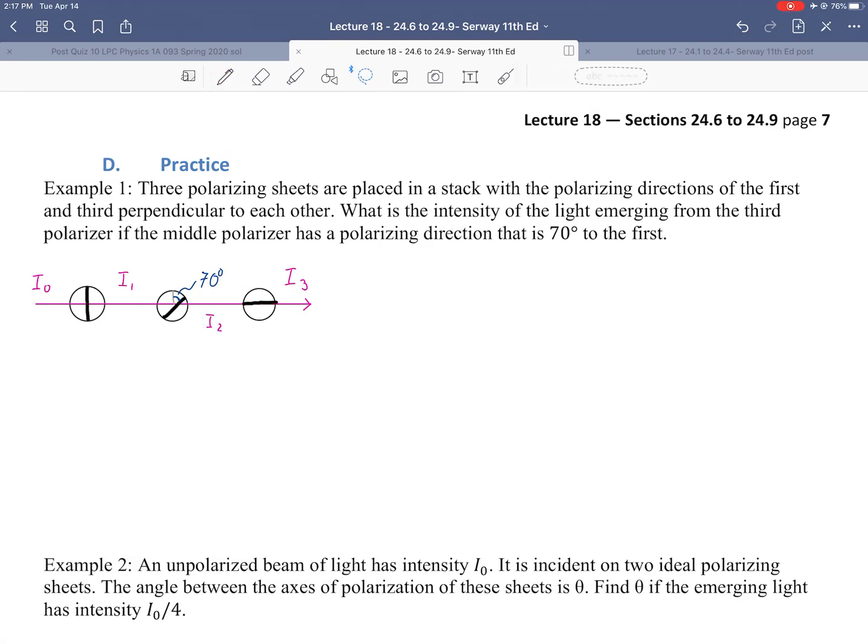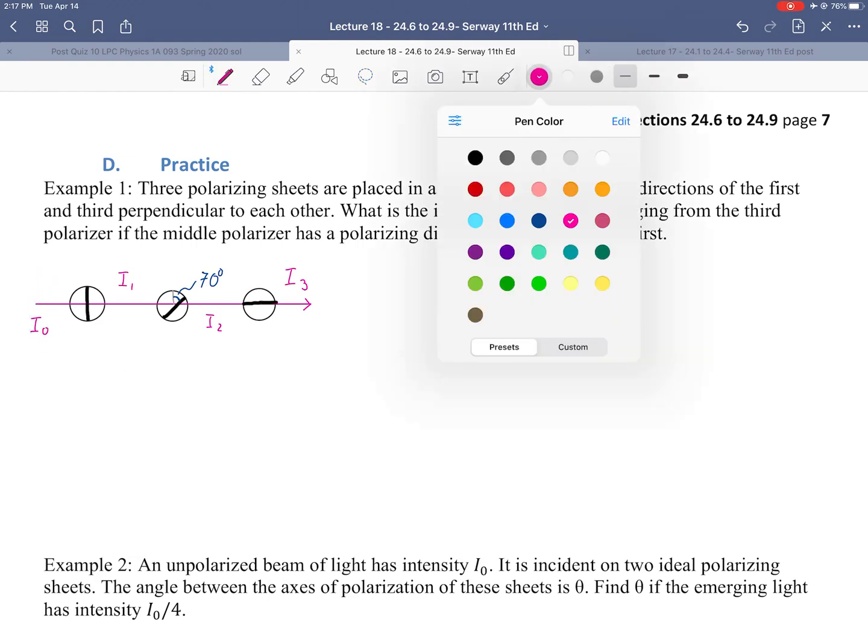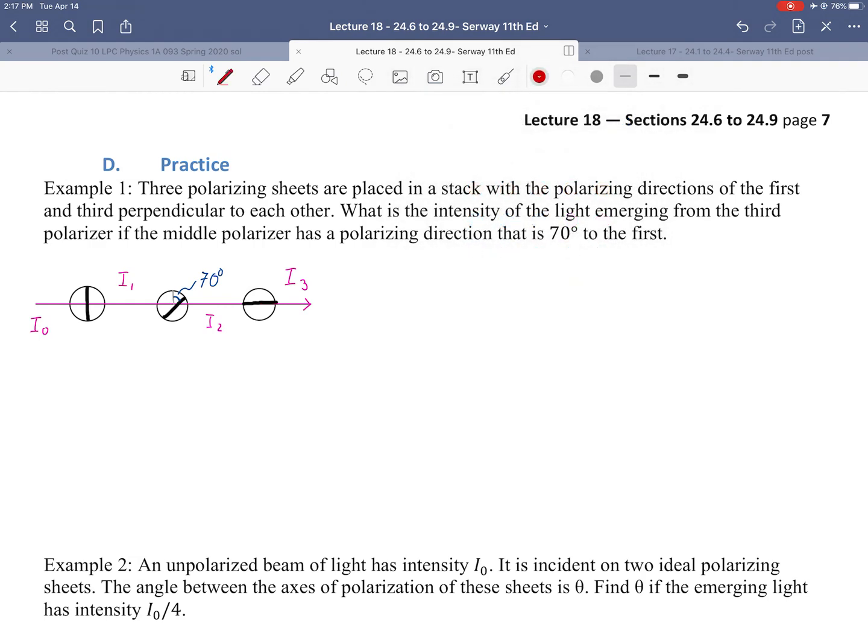So how do we tackle that? Well, first of all, we're just going to use the rule to find the intensity of 1 compared to 2. I1, the light leaving the first vertical polarizer, would equal 1/2 of I naught. And our final answer is just going to be some fraction of I naught. So that's our first step. And then we need to find how much light is I2. What's the intensity of I2?